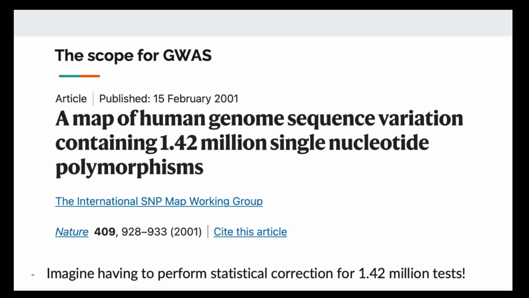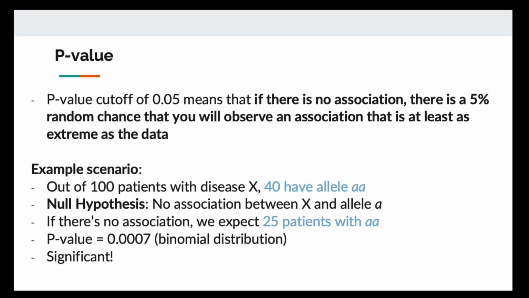So this is a good chance for me to introduce the concept of p-value and multiple testing correction. The p-value, I think you are all familiar. A cutoff at 0.05 means that if there is no association, the null hypothesis, there is a 5% chance at random that you observed an association with the same score that you have. So let's say we have 100 patients with disease X, and 40 of them have allele small a.